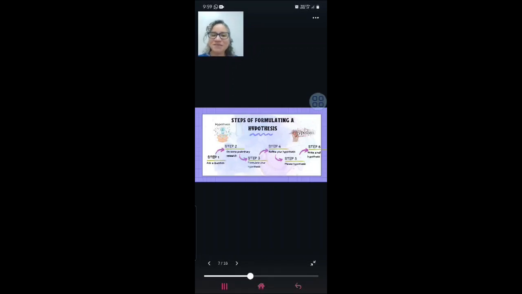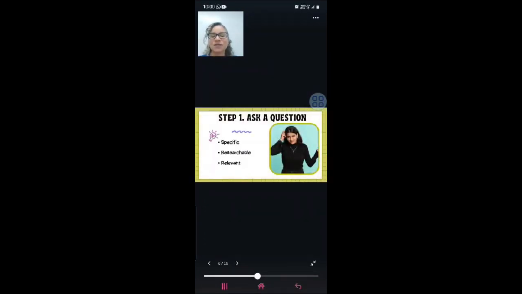Right now, Sheila speaking. When we are talking about hypothesis, we need to have a strong hypothesis, and we are going to achieve this with some steps. The first step is ask a question. Specific: the research question must be well defined. Researchable: it must be possible to investigate the topic. And relevant: it should address an important gap in the field of this research study.